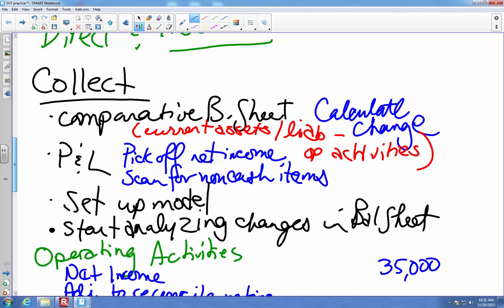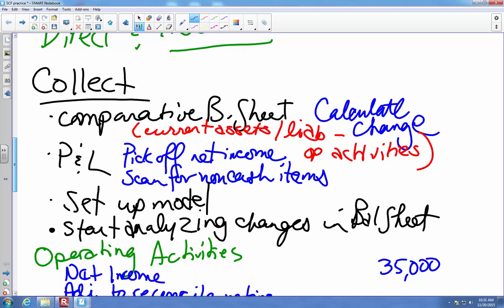The whole thing's got to balance. Now, I did say something wrong on Wednesday. I said if you get it to balance, you know you did it right. You could have still misclassified categories, but at least you know the numbers are somewhere there. Okay, so let's start going through every change in your current assets and current liabilities go into your operating section.